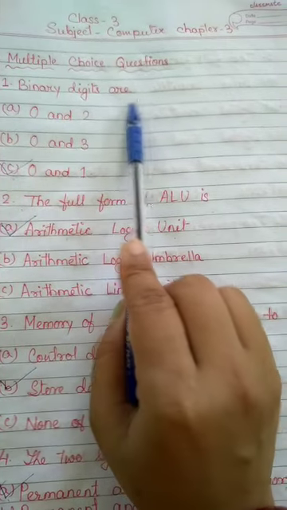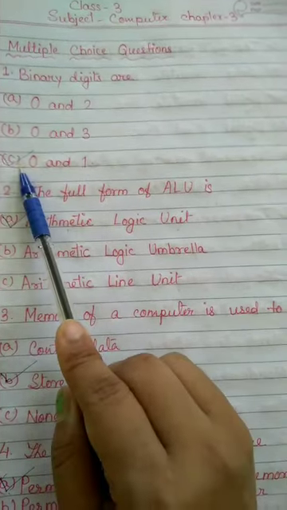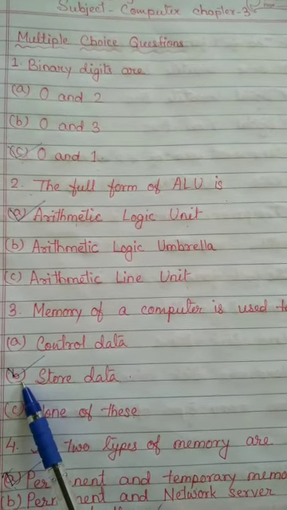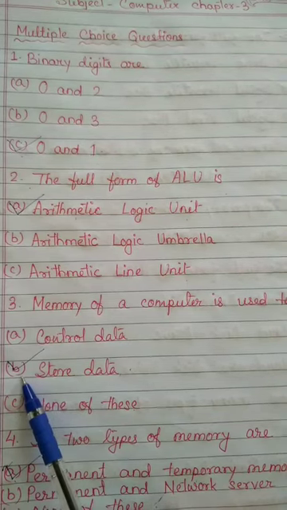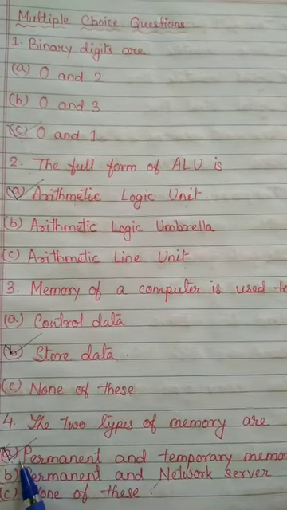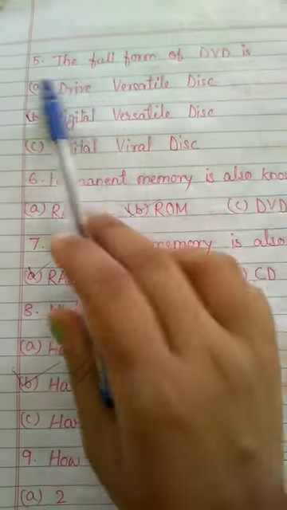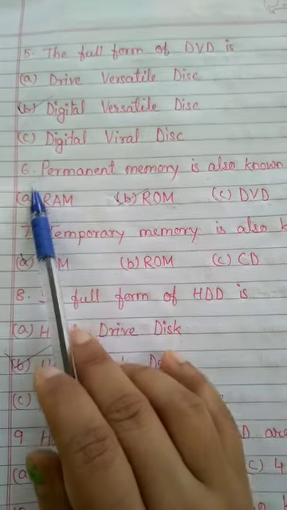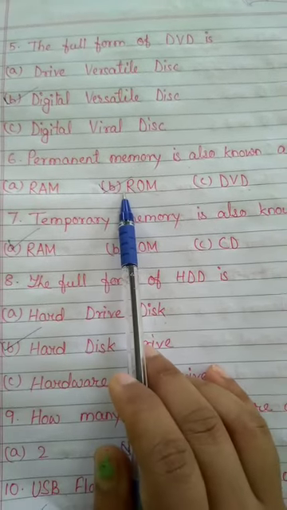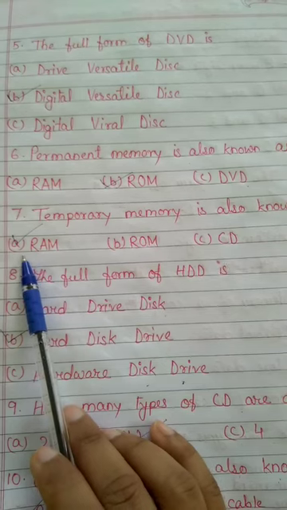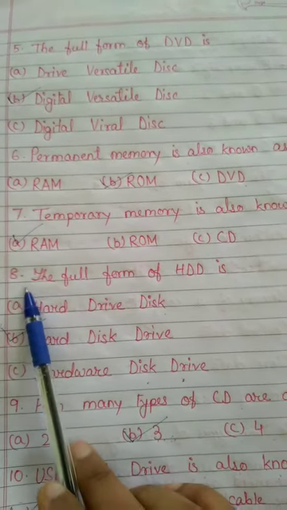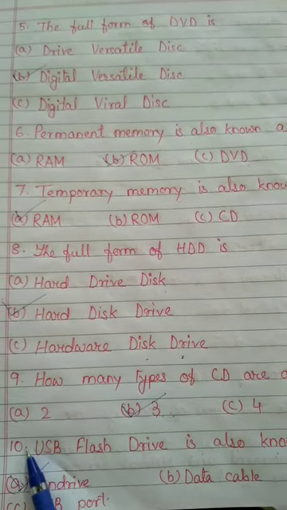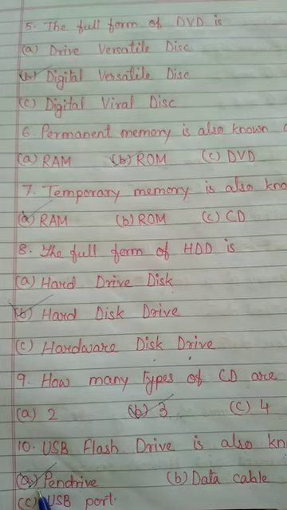Question number 1. Binary digits are 0 and 1. Option C is correct. Number 2. Option A is correct. Number 3. Option B is correct. Now you can write. Number 4. Option A is correct. Question number 5. Option B is correct. Question number 6. Option B is correct. Question number 7. Option A is correct. Question number 8. Option B is correct. Question number 9. Option B is correct. Question number 10. Option A is correct.